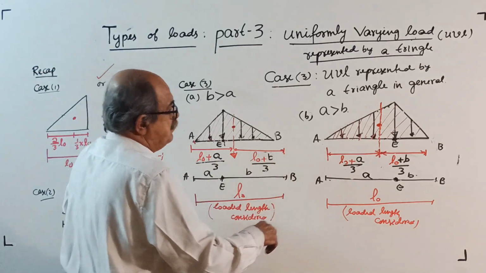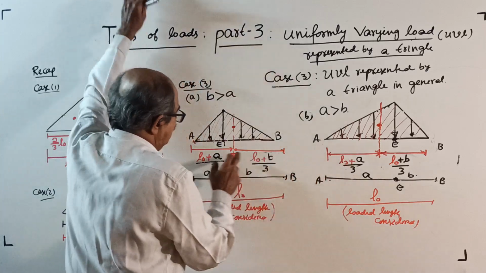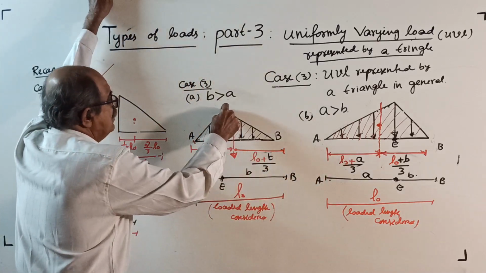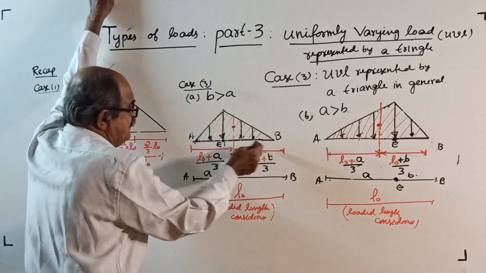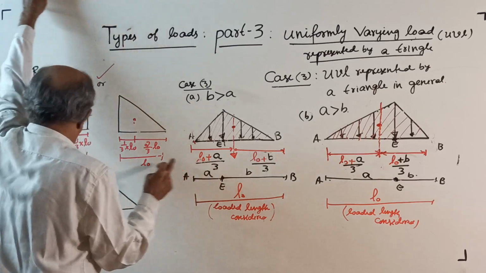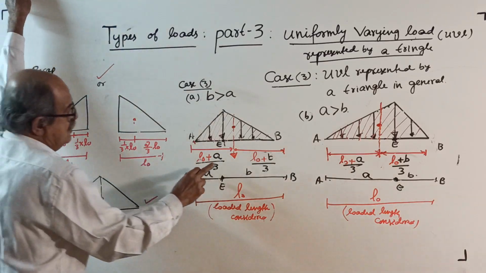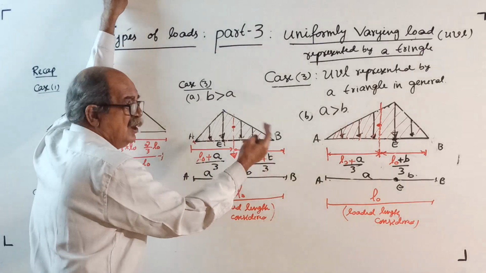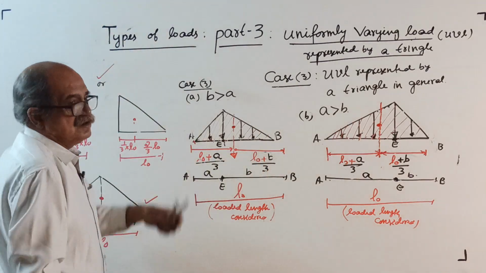Or, suppose your A becomes 0. Then the maximum will come this side, B is there, B becomes L0. Then L0 plus 0 by 3, 1/3 of L0. L0 plus L0 by 3, 2/3 of L0.